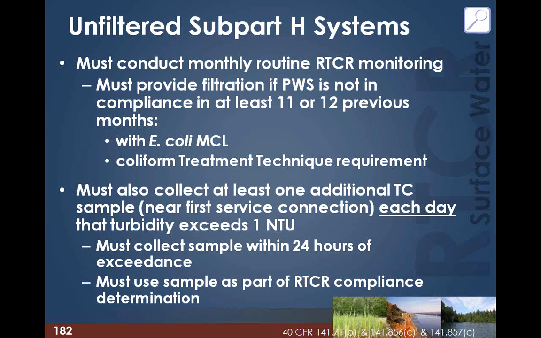In addition, these systems must also collect one additional total coliform sample near the first service connection on any day that the turbidity exceeds 1 NTU. This additional total coliform sample needs to be collected within 24 hours of the exceedance. This sample is included in the pool of routine and repeat samples that are used to determine RTCR compliance, whether you hit that 5% threshold to trigger a level 1 assessment, or, if you're sampling less than 40 times a month, whether you have more than one total coliform positive sample, which triggers a level 1 assessment. So that additional sample or samples would be included.